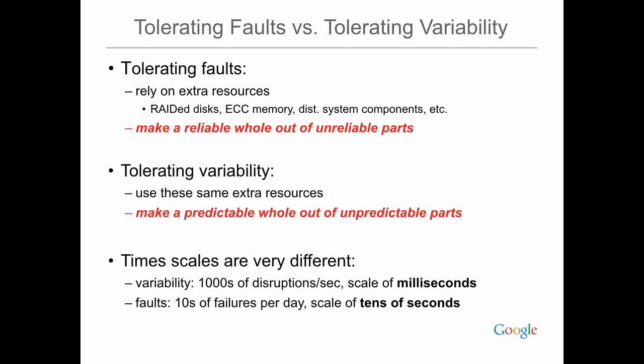Okay, so I'm going to make an analogy to tolerating variability with fault tolerance. Fault tolerance is typically a hardware technique where you use extra resources that are inherently unreliable in and of themselves as building blocks, but you use them in ways that you can make a reliable whole from these unreliable pieces. So by analogy, we'd like to be able to use unpredictable and highly varying latency pieces in our system, but collectively we'd like to make a predictable whole out of the unpredictable parts.